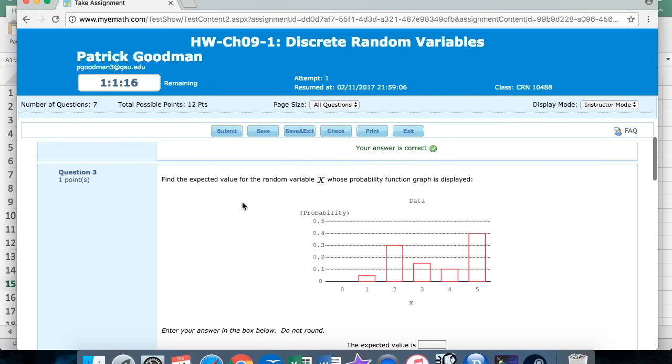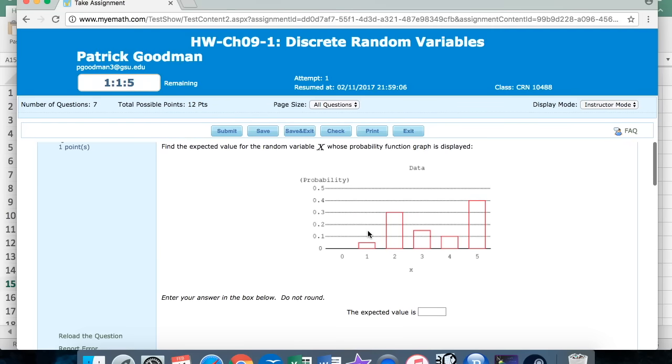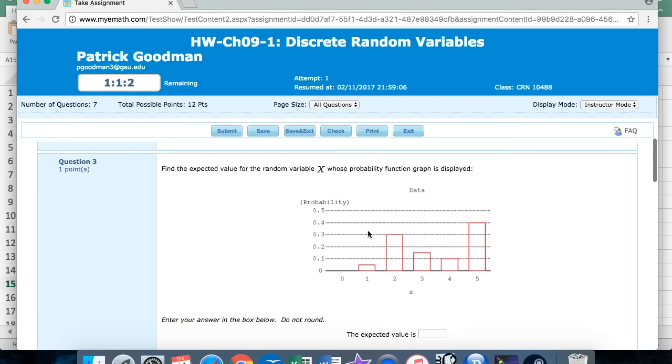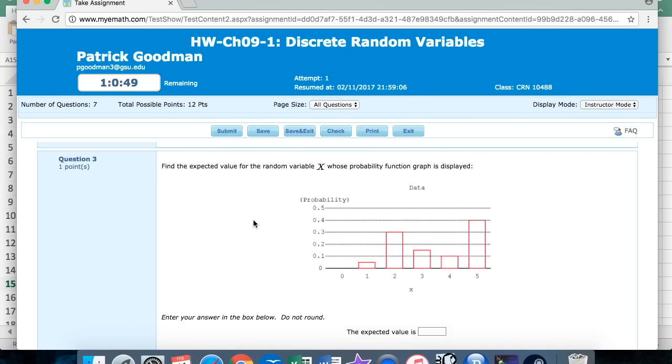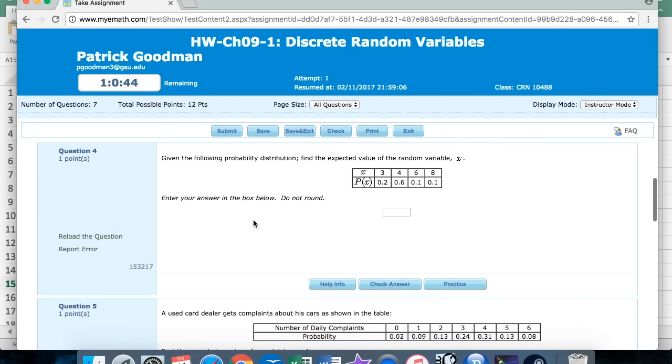All of this stuff is pretty much the same. So find the expected value for a random variable x whose probability function graph is displayed. So you'd use this graph to find your expected value. You might have to make a table out of this. So like your x is 0, there's 0 of them, 0%. Then here looks like it's 0.05%, and so on. So you just need to know how to read these tables, and then do the last thing that we just did.